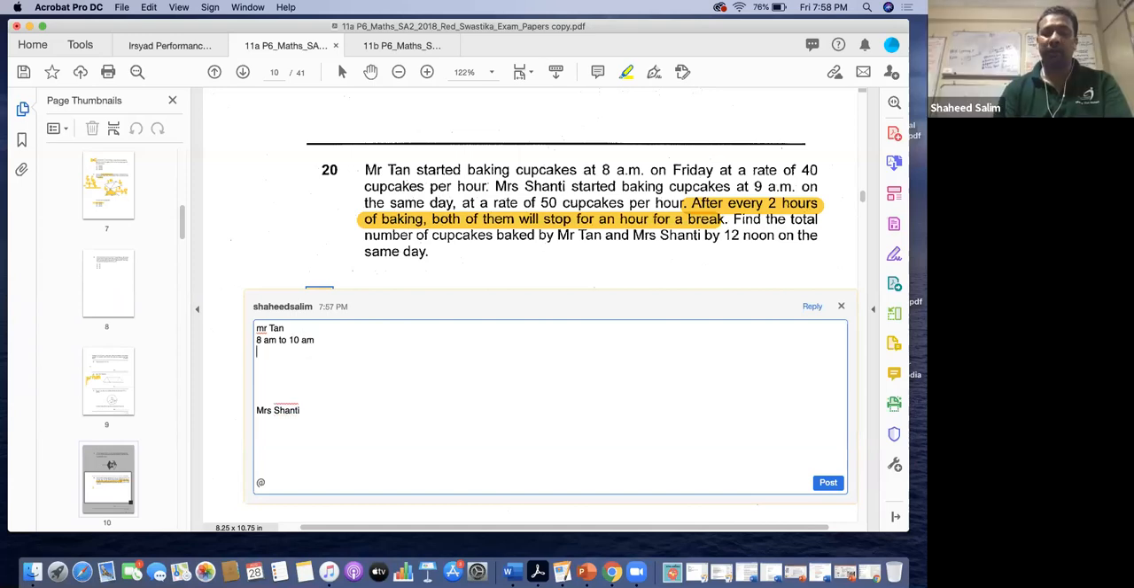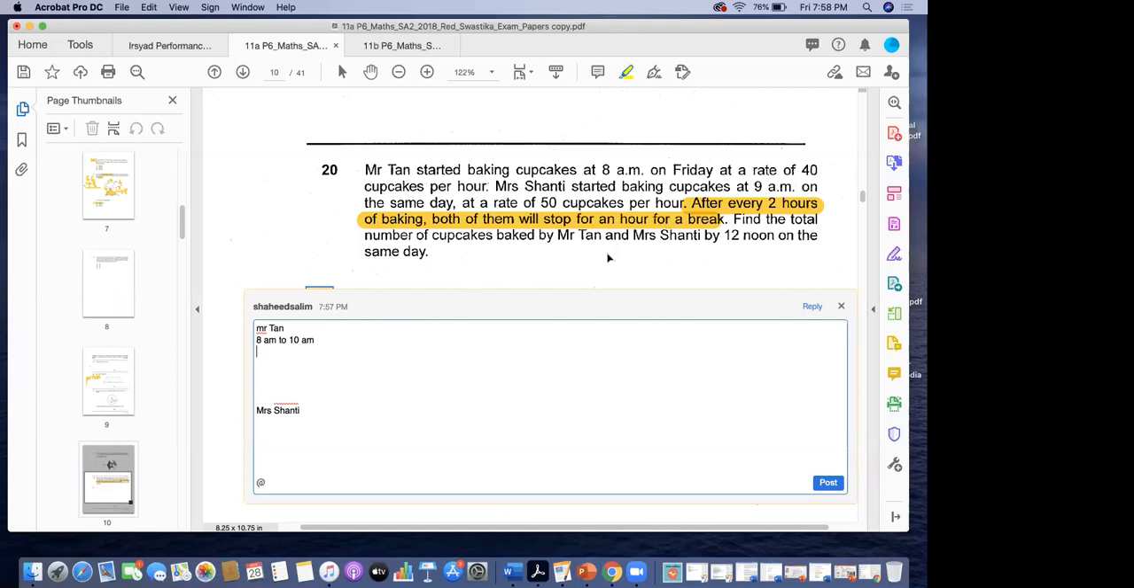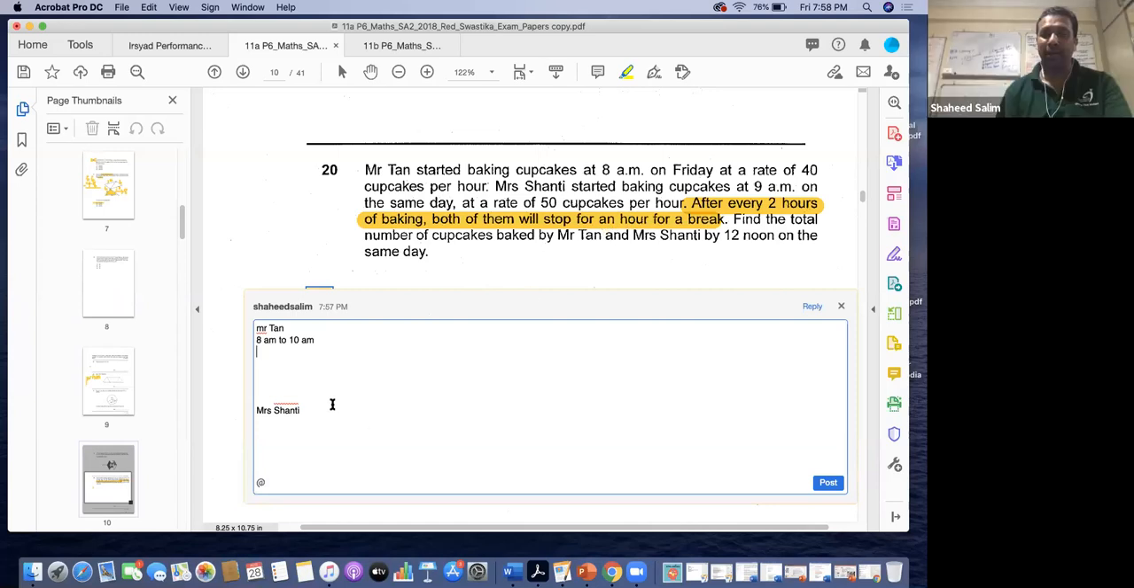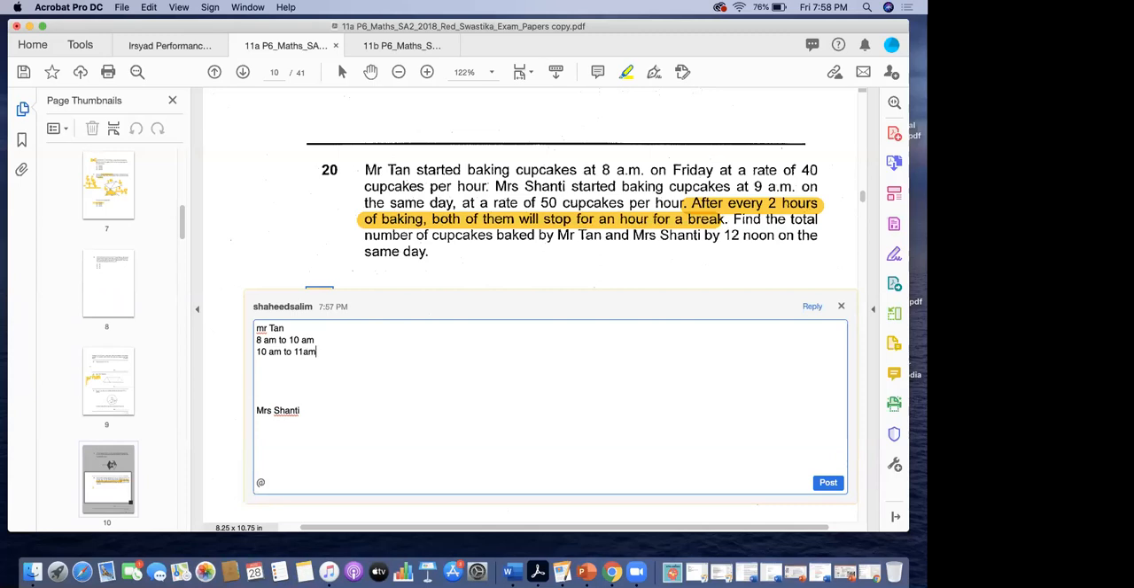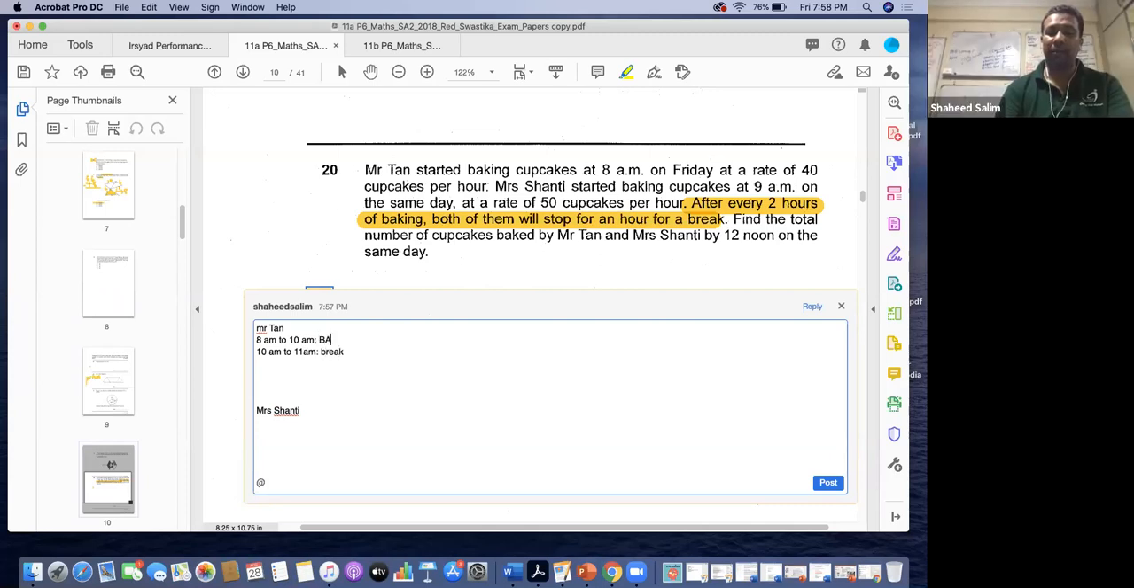And how long is the break, Raihana? How long is the break? An hour. 1 hour. An hour means 1 hour. So 10 a.m. to what time is the break? 1 hour. 11. So this is the break now. Then he continues again at 11, but they stop at 12. So he worked from 11 to 12, that's the end already.